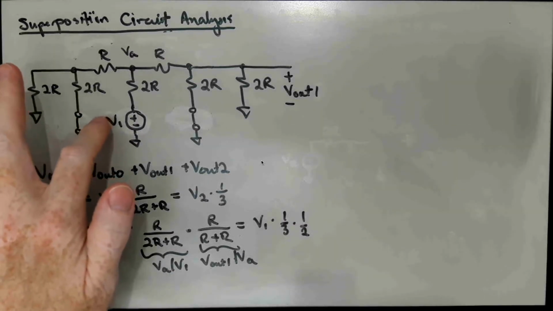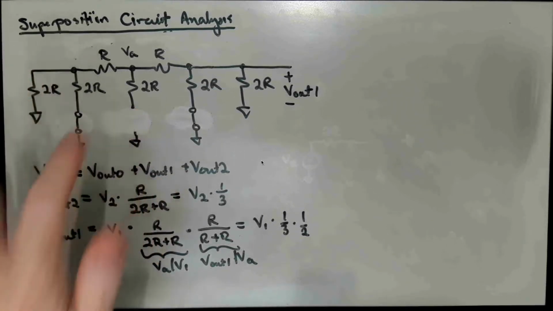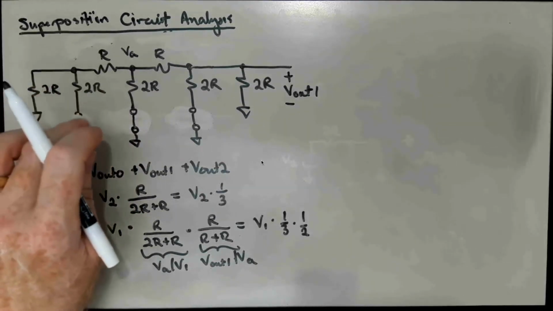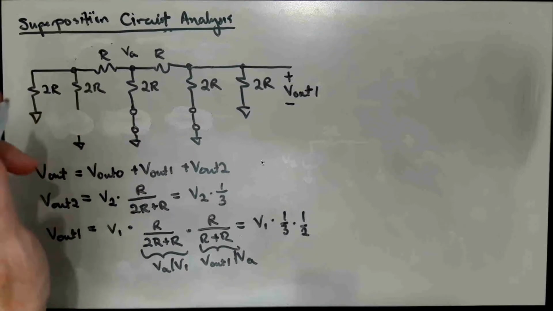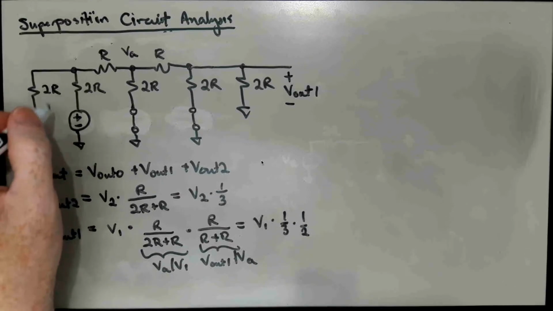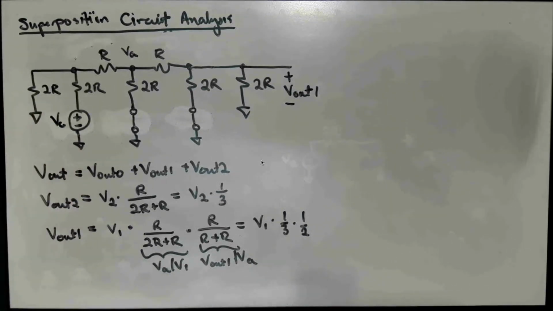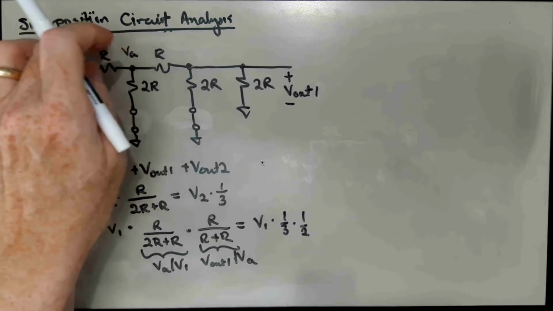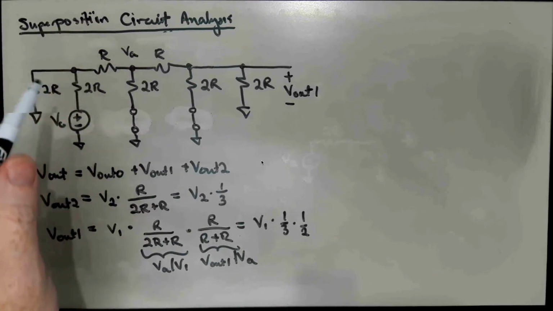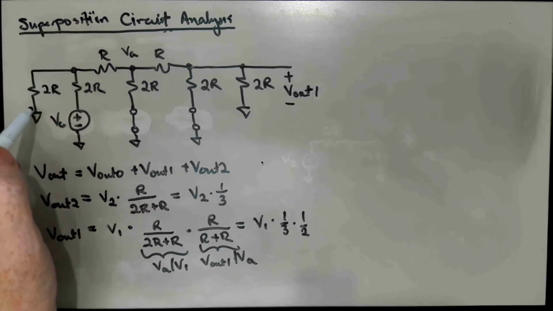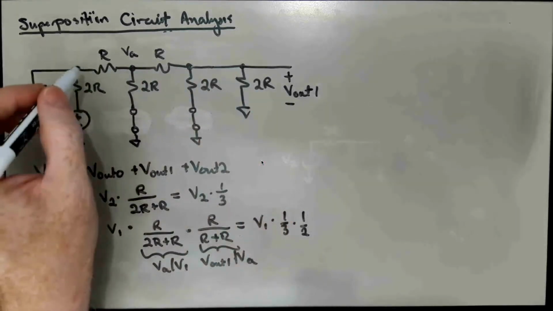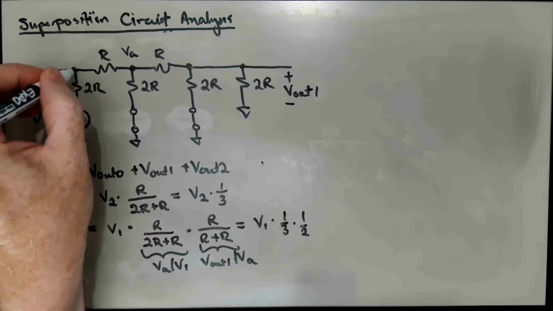Okay, so that was V1, and now we're going to erase V1 and replace it with a short, and we're going to reinstantiate V0. And here, we have a situation where we have a 2R resistor over here to the left, and then this whole network over here to the right can also be collapsed into a single equivalent resistance.